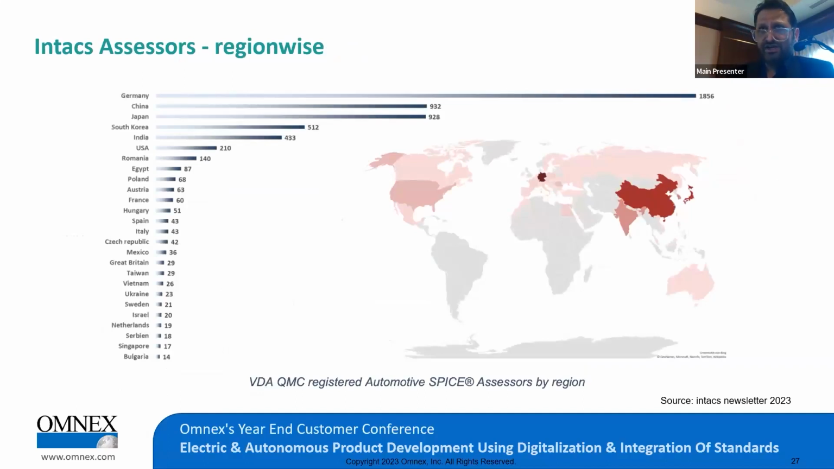As I said initially, of course, Automotive SPICE is very famous. What I understand, it's a global standard accepted by the automotive industry worldwide. But as far as the assessors are concerned, there are 6,000 assessors. We have around 2,000 in Germany, around 1,000 in China and Japan, and around 1,000 put together in Korea and India. The US has around 200 assessors. So there is a long way to go, okay? So please go ahead with that, okay?